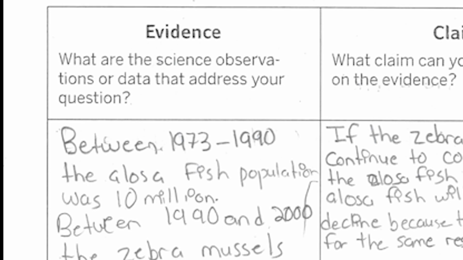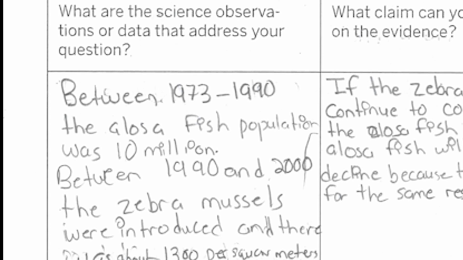Evidence is the scientific observations and data that we're collecting based on our testable question. It's the data from our independent variable and our dependent variable. What goes in the evidence box on the tool is a summary of that data.